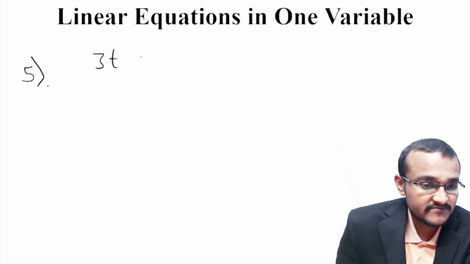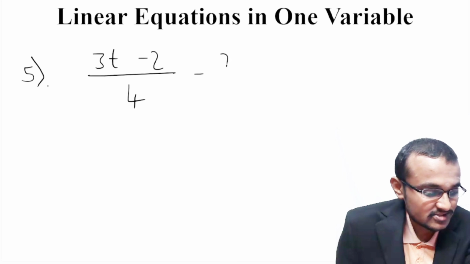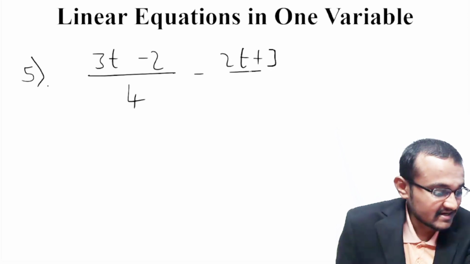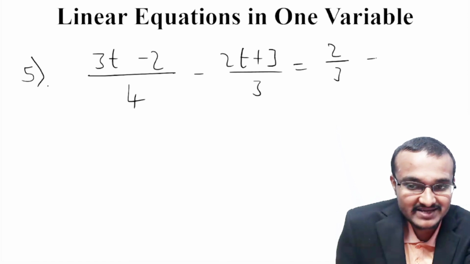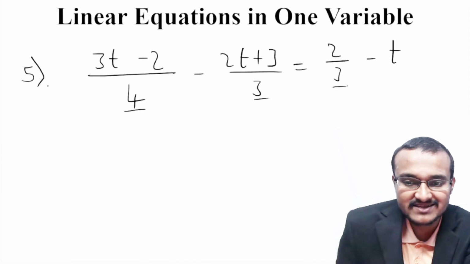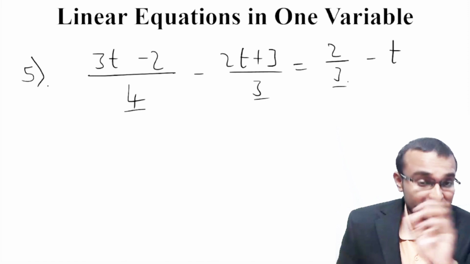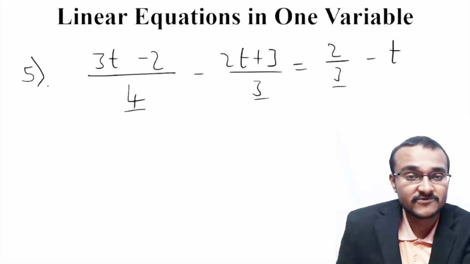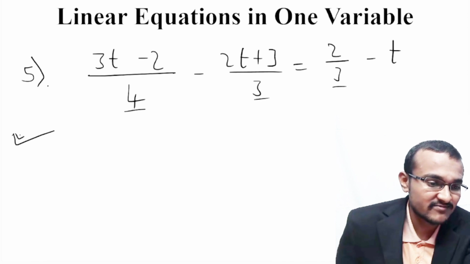So the fifth question will be (3t minus 2) divided by 4 minus (2t plus 3) divided by 3 is equal to (2 by 3) minus t. So now you can actually eliminate this particular 4, 3 and 3 by multiplying by a common term. For that you should take the LCM of 4, 3 and 3.